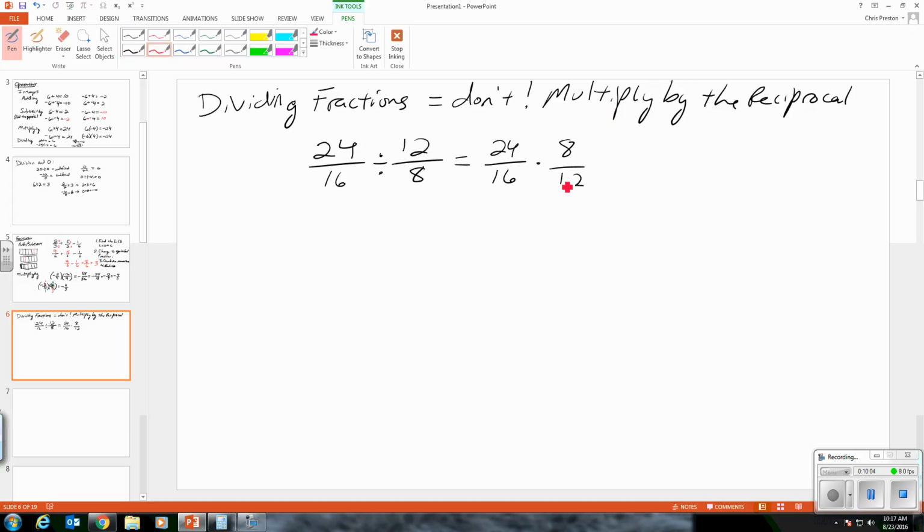So I might say, well, 12 goes into 12 once, 12 goes into 24 twice, 8 goes into 8 once, 8 goes into 16 twice. So I get 2 over 2, which equals 1. Remember, if everybody cancels out, that is not 0, that's 1. When you're canceling this out, you're making ones. All right, so you don't divide fractions, you multiply by the reciprocal.